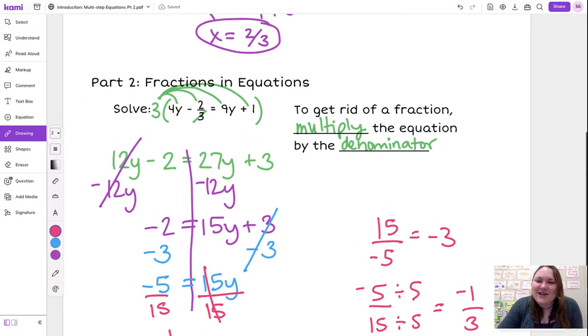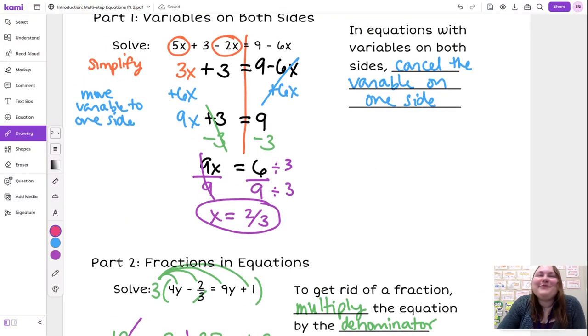In today's lesson, we're going to look at more equations like these and get really confident at solving these multi-step equations. Thanks so much for watching. You're ready for today's lesson.